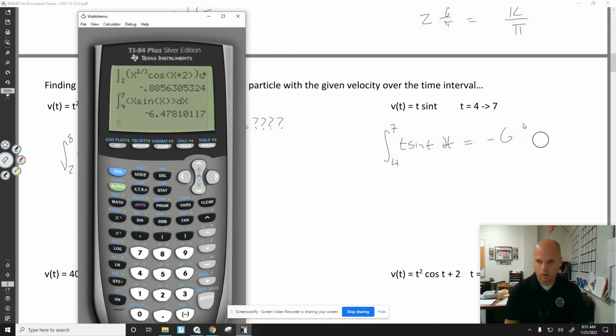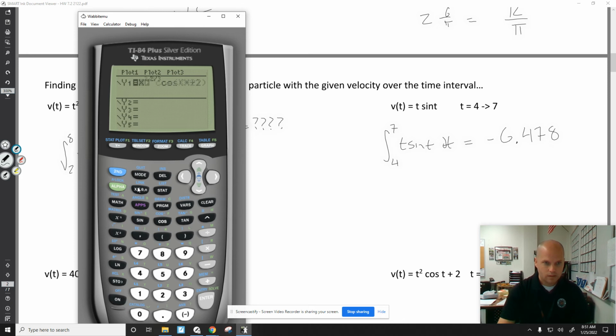Okay, and I see that overall, over this interval, I'm going to be displaced to the left. I'll end up negative 6.478 units to the left of where I started, wherever I start. I don't know where I started. They're not giving me any positions, but at least I know the displacement between the two times. So there's one way, the other way, t sine t, and we'll be using these again.